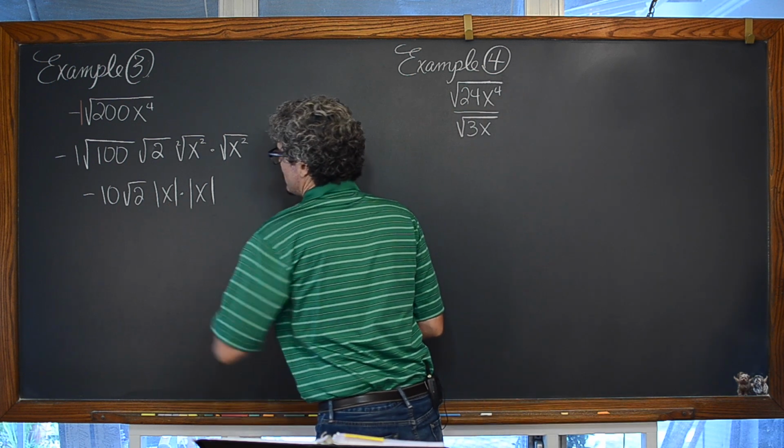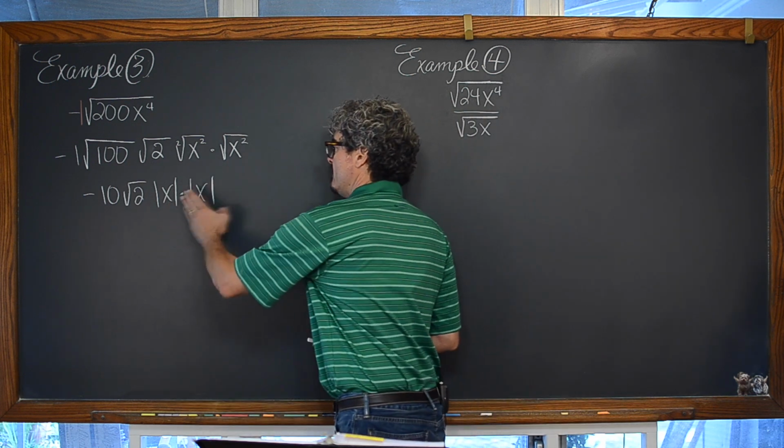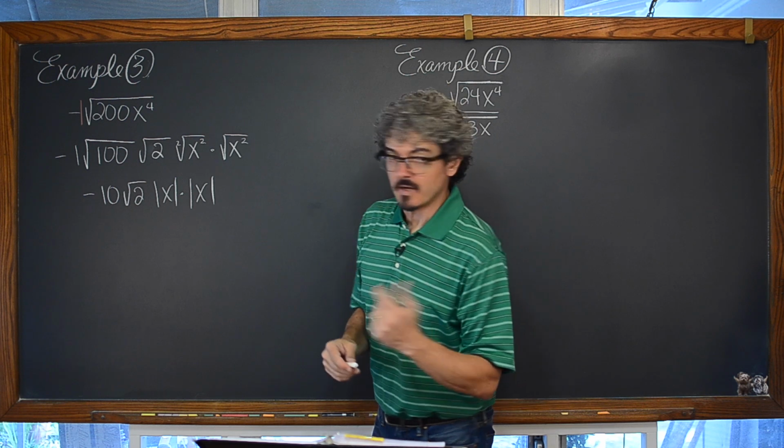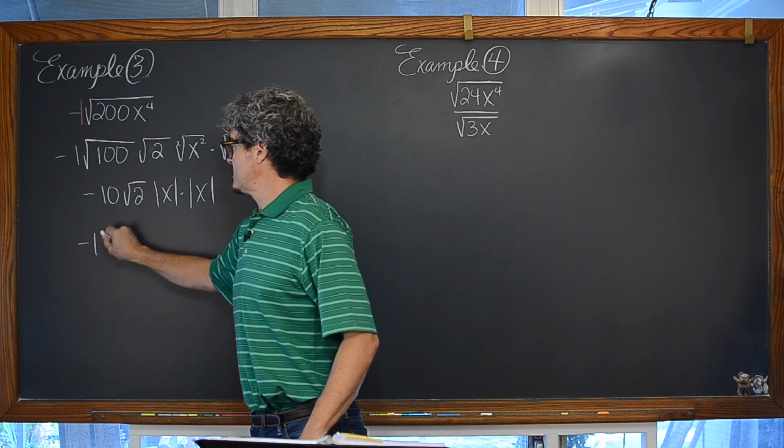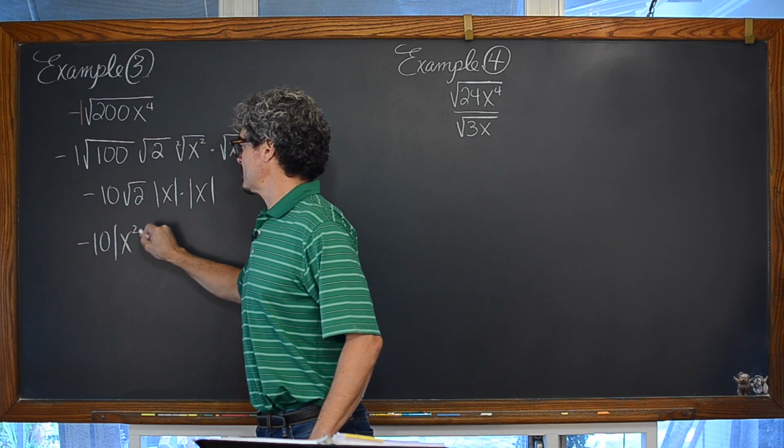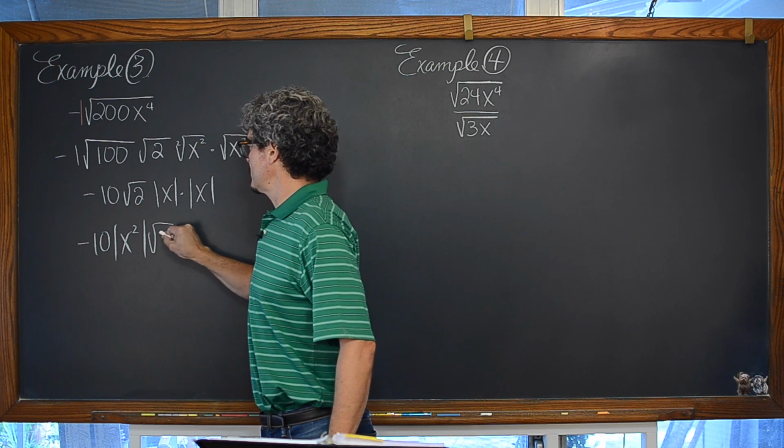Well, we can go ahead and multiply these together and say that the absolute value of x times the absolute value of x is the absolute value of x squared. So now we're looking at -10 times the absolute value of x squared times the square root of 2.